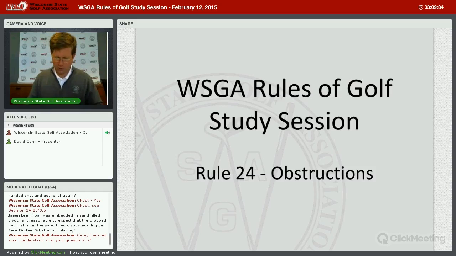Decision 25-1B/2 is helpful. It has diagrams, and remember on the next page is the diagram for a right-handed player's relief. While the example given uses ground under repair, the same principle applies, let's say, to a cart path. So it helps determine the nearest point of relief, and it does a good job of showing how the player's stance affects the nearest point of relief.